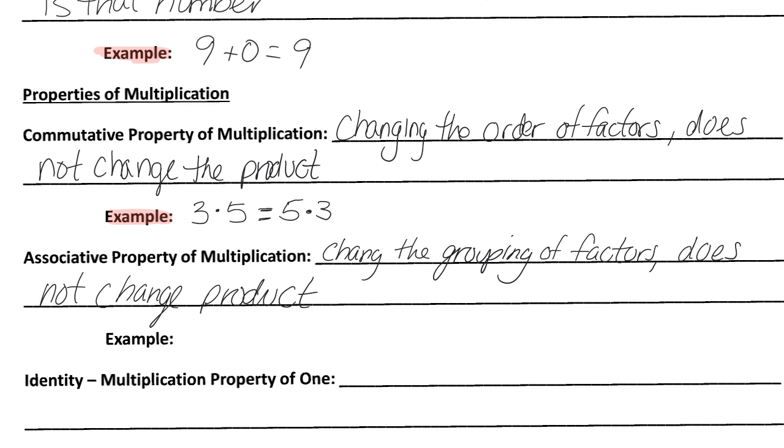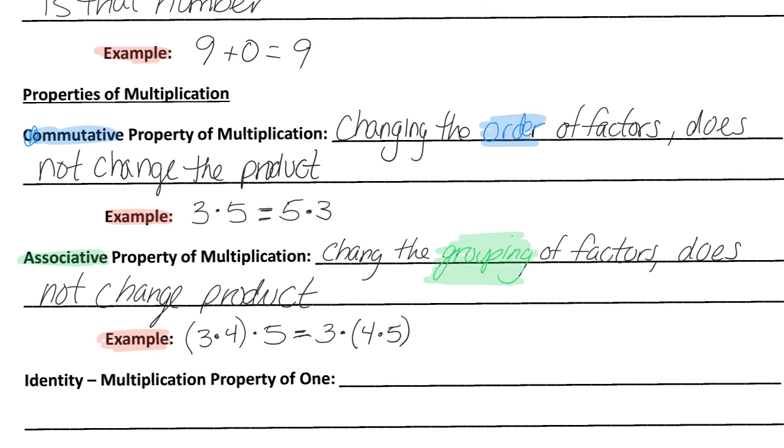Okay, so commutative, we change the order. So that might be helpful to underline. Associative, we change the grouping. Okay, and that's the same on both addition and multiplication. So let's throw an example up here of the associative. That's 3 times 4 times 5 is the same thing as 3 times, in parentheses, 4 times 5. So we're just changing the grouping. It's still 60 on either side. Okay.